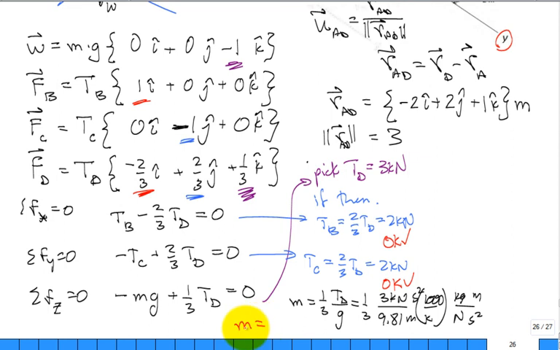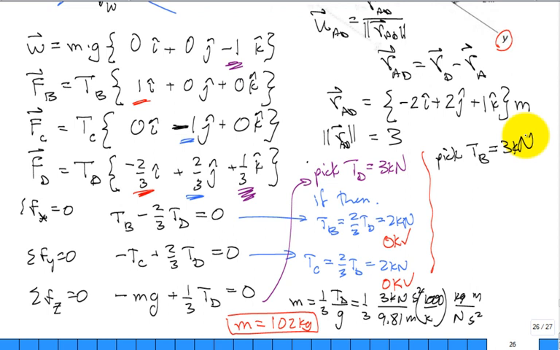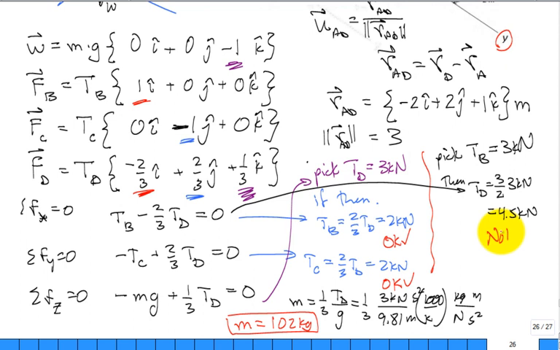They want to run that for me? 102 kilogram. Now, somebody says that was a lucky guess. Fine. Let's go over here. Let's pick the tension in B to equal the 3 kilonewton and see if that'll work. If you pick the tension in B to be 3 kilonewton, then you have to calculate from this first equation that TD is 3/2 of 3 kilonewton. Guess what? That's 9/2, that's 4.5 kilonewton. This will not work.